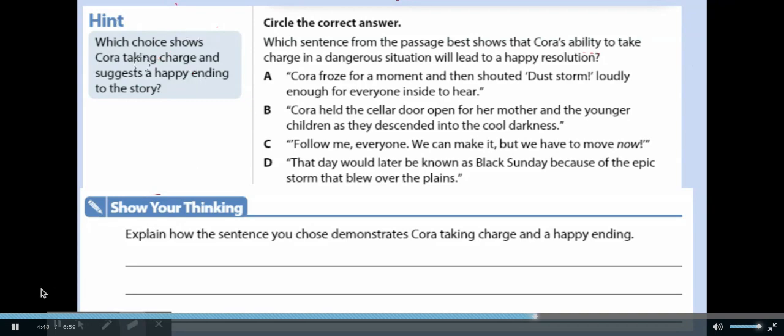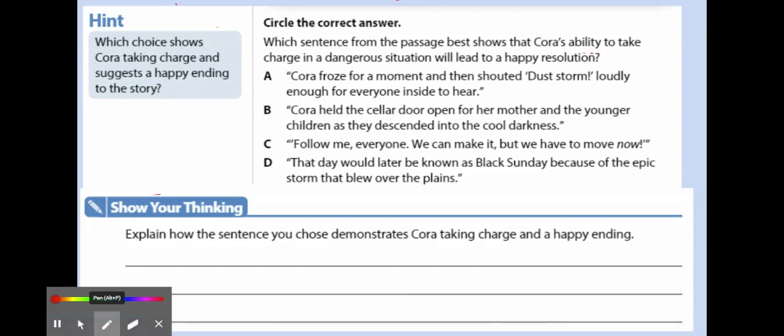Okay, I'm done erasing. Give me my pen back. All right. Which sentence from the passage again best shows that Cora's ability to take charge in a dangerous situation will lead to a happy resolution? We want to underline Cora's ability to take charge and ultimately that it's going to be a happy resolution.